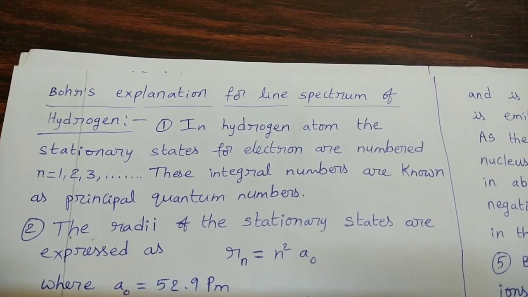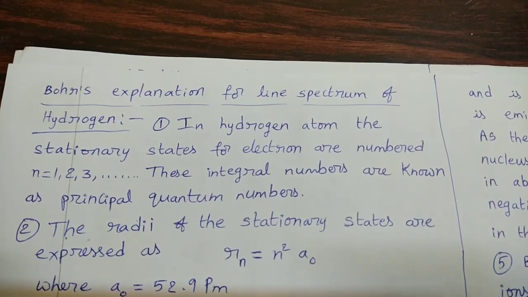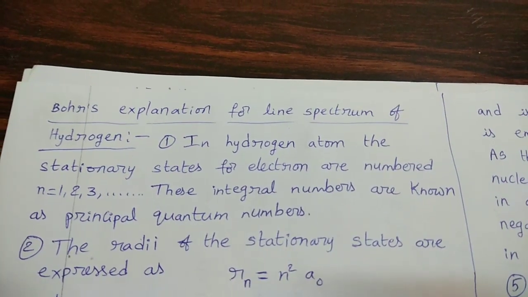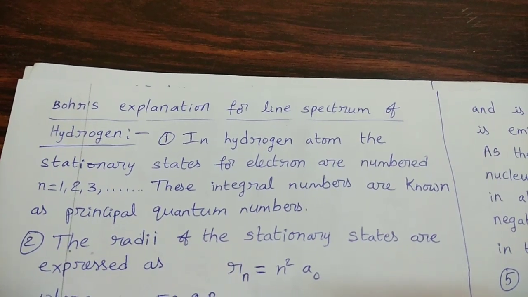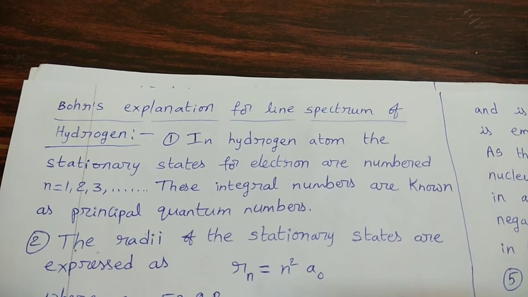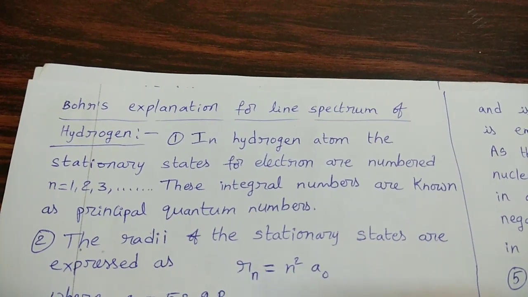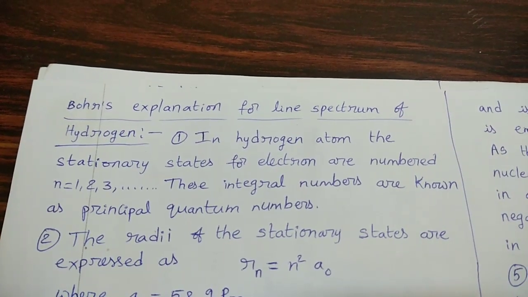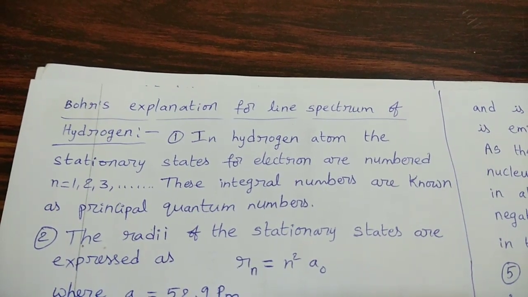Now see Bohr's explanation for the line spectrum of hydrogen. First point, in a hydrogen atom, the stationary states for the electron are numbered 1, 2, 3. The symbol is small n equal to 1, 2, 3, and so on. These integral numbers are known as principal quantum numbers.